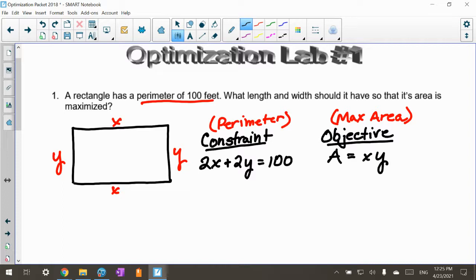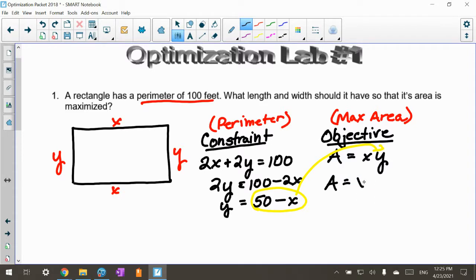Now I'm going to go through my constraint and solve for one of the variables. I solve for y: 100 minus 2x, then divide everything by 2. I get y equals 50 minus x. I have now written y in terms of x. You take this and plug it into the y spot in the area equation so that our area is in one variable, in terms of x. So I have x times (50 minus x). The area of our rectangle, which has our constraint in it, is 50x minus x squared.